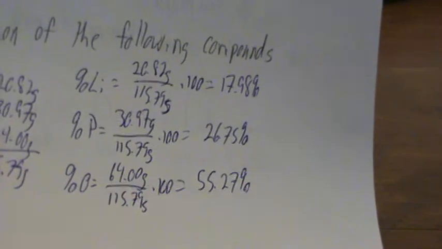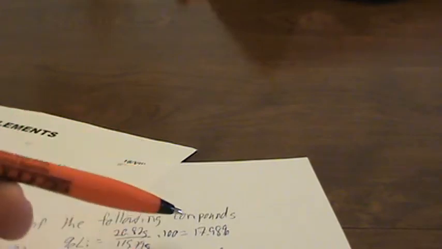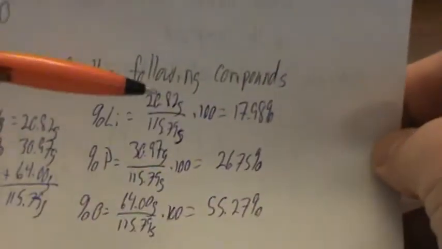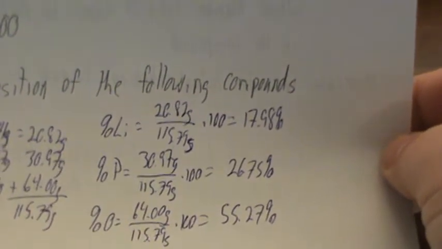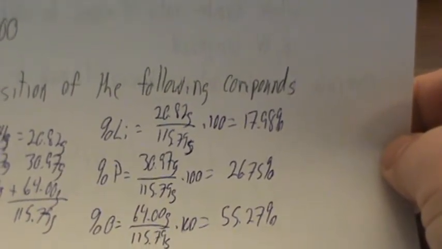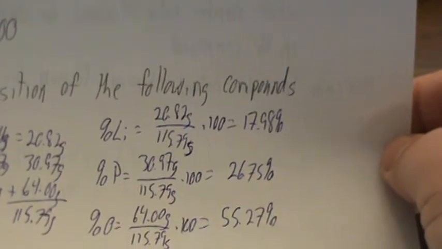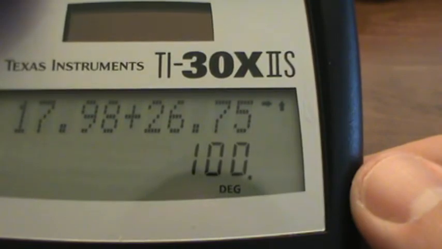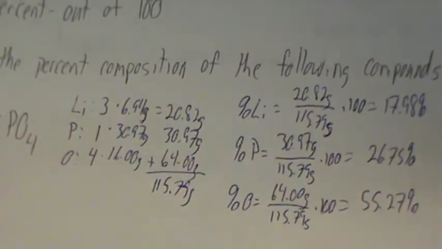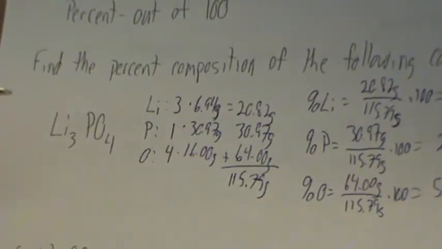And we get 55.27%. One of the things that we can do to see if we are on track is add up the different percentages from each of the elements and see what we come up with. Since with rounding we might be a little bit under or a little bit over 100, but if we're very, very close to 100, then we should be fine. 17.98 plus 26.75 plus 55.27. Adding up all those numbers, we have 100. So those percents add up to 100%, and that's how we do percent composition for our first compound.